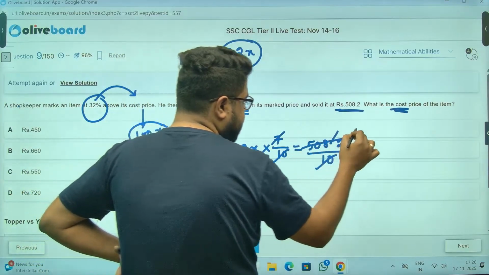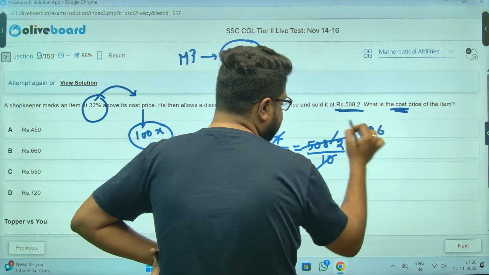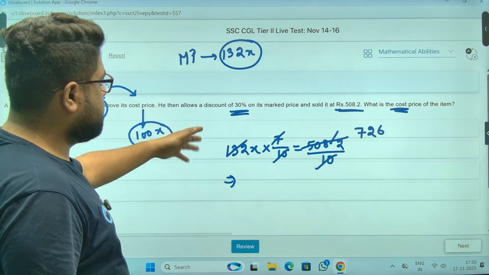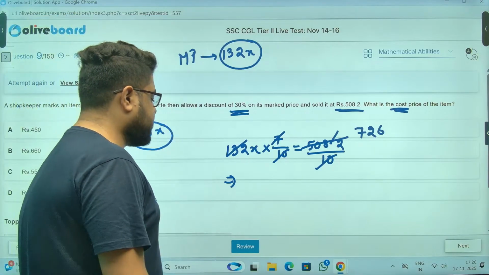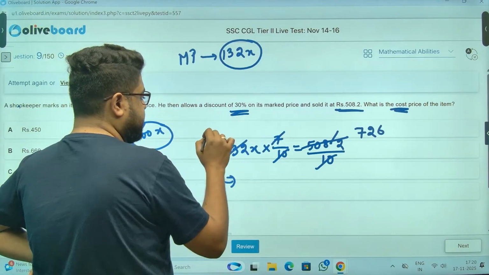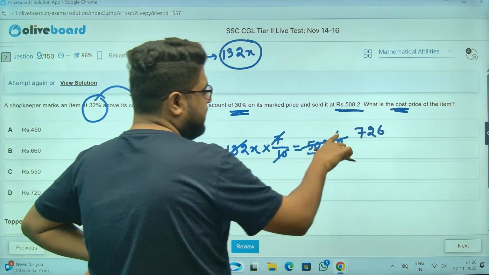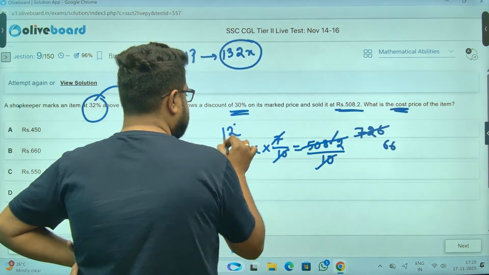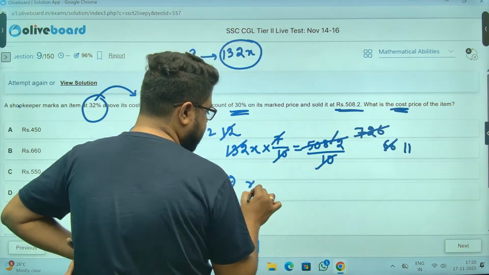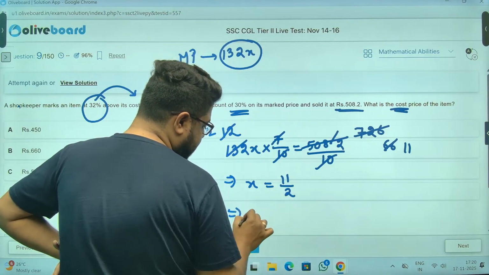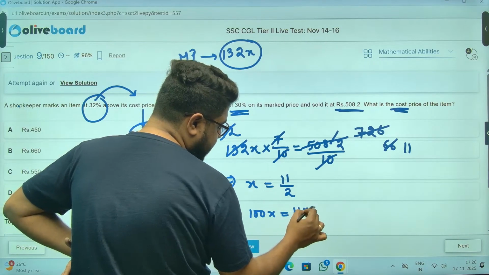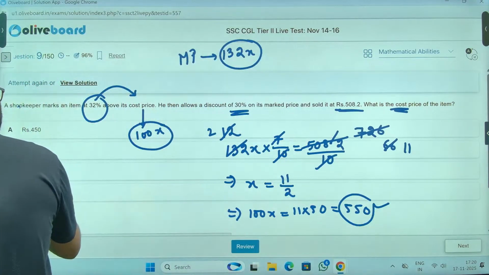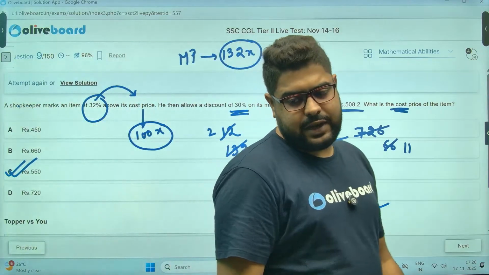Sir, 7 sevens are 49, 7 twos are 14, 7 sixes are this. So this is 132. Sir, 6 times is not going. Wait, it's not divisible. Try with 4. It will go by 11, it is 1166, it will go by 11. Sir, 11 12s of this, 1166. 6 twos, 6 11s. So x is 11 divided by 2. So 100x is 11 into 50, sir. That is 550. Option number C is most definitely my correct answer.